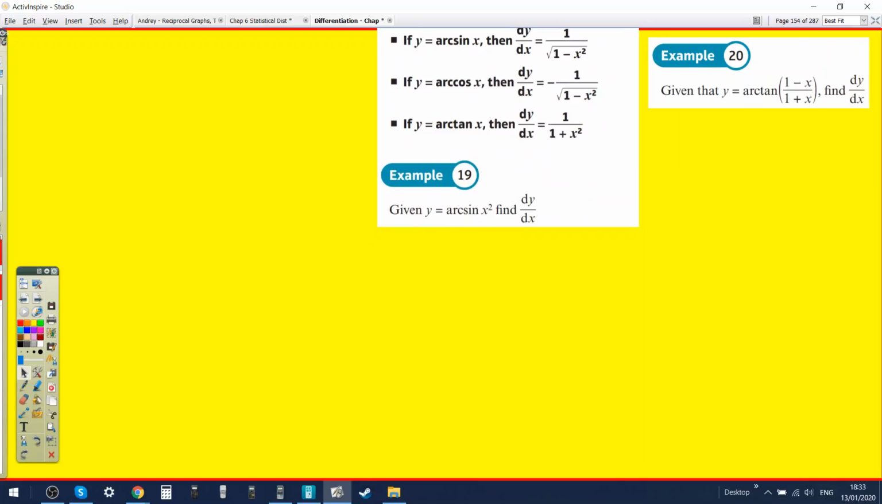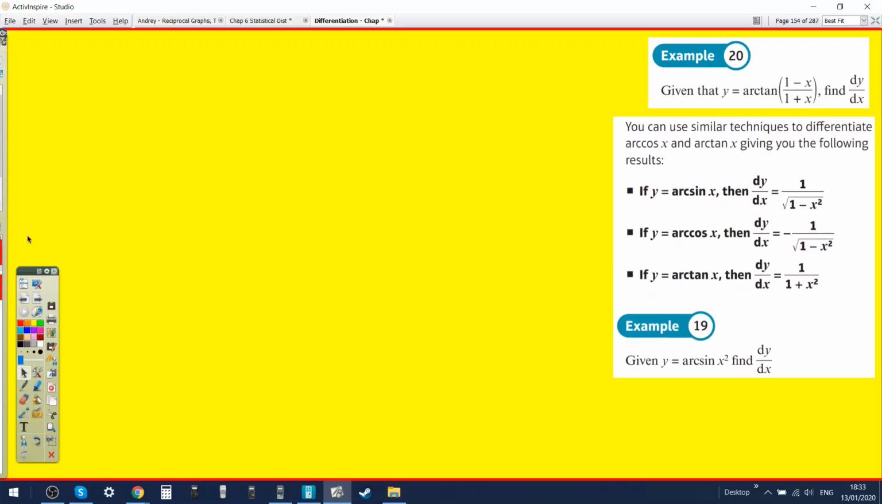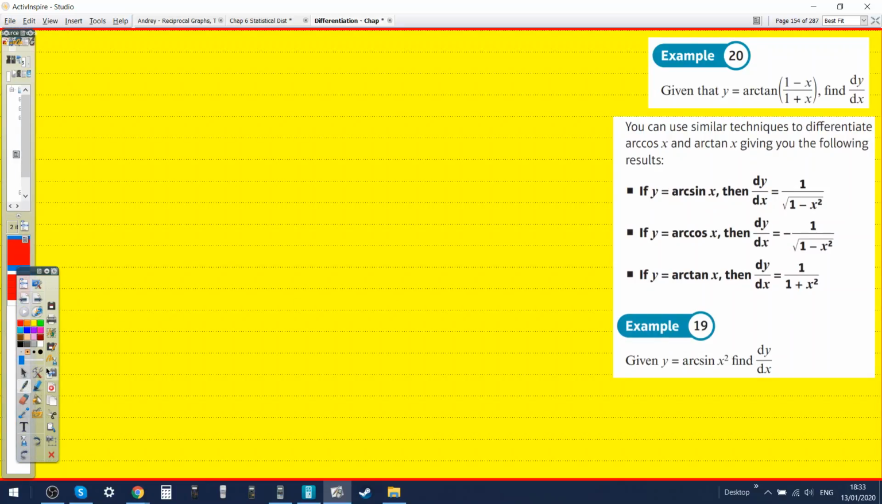Arctan. Okay. How do we do this one? Okay. Arctan of (1 minus x) over (1 plus x). Okay, so it's the chain rule again.